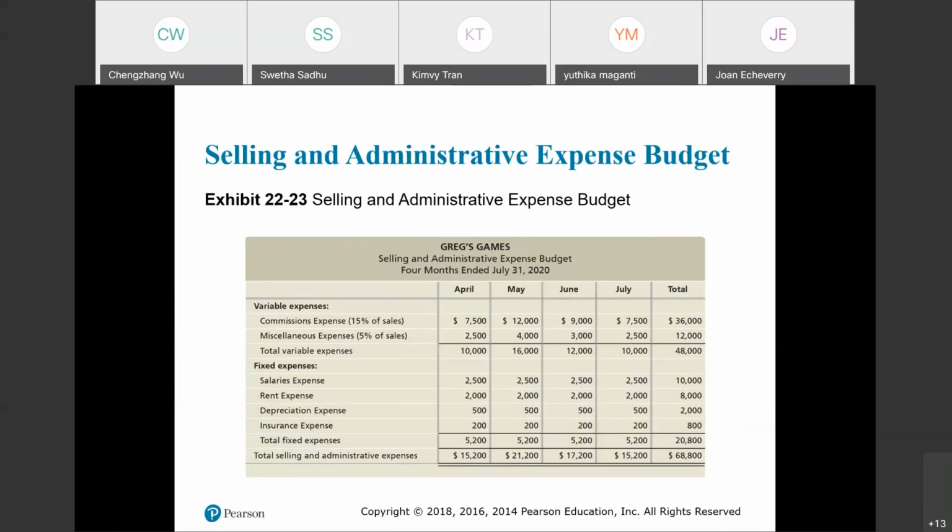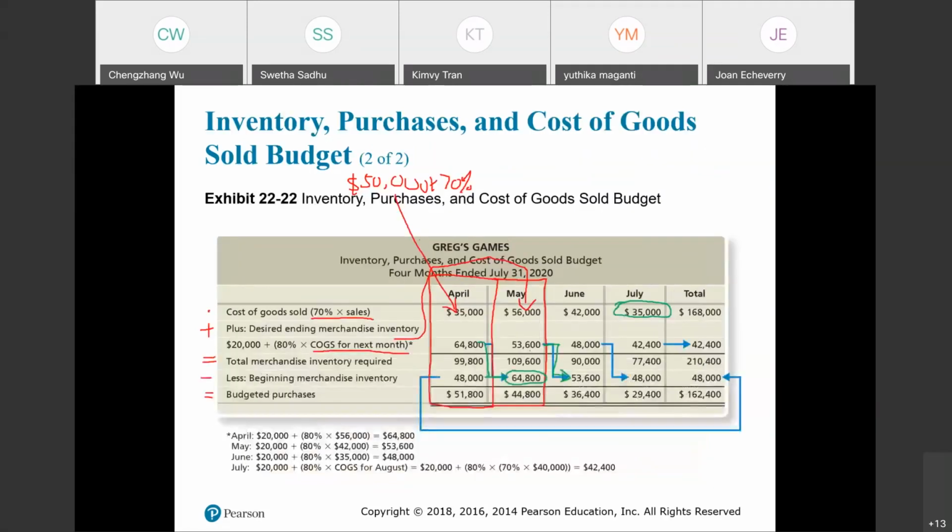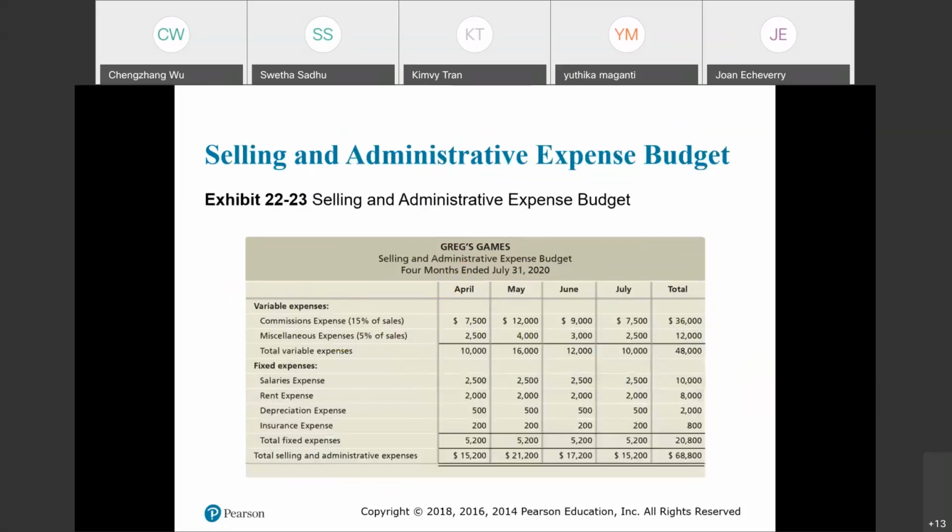Well, in addition to that budget, we still have the selling and administrative expense budget. Please remember that the operational budgets listed here, not only this one, but also this one and some budgets in the next slides, all of them are based on accrual basis.